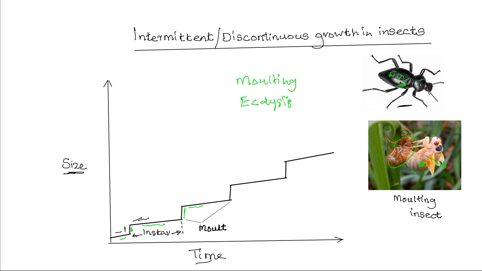Now the period between one molt and another one is called an instar. So many insects go through several instars in the course of their development. So after the hatching of the egg, the larva will undergo several moltings. So there are a number of instars before it attains the adult size.